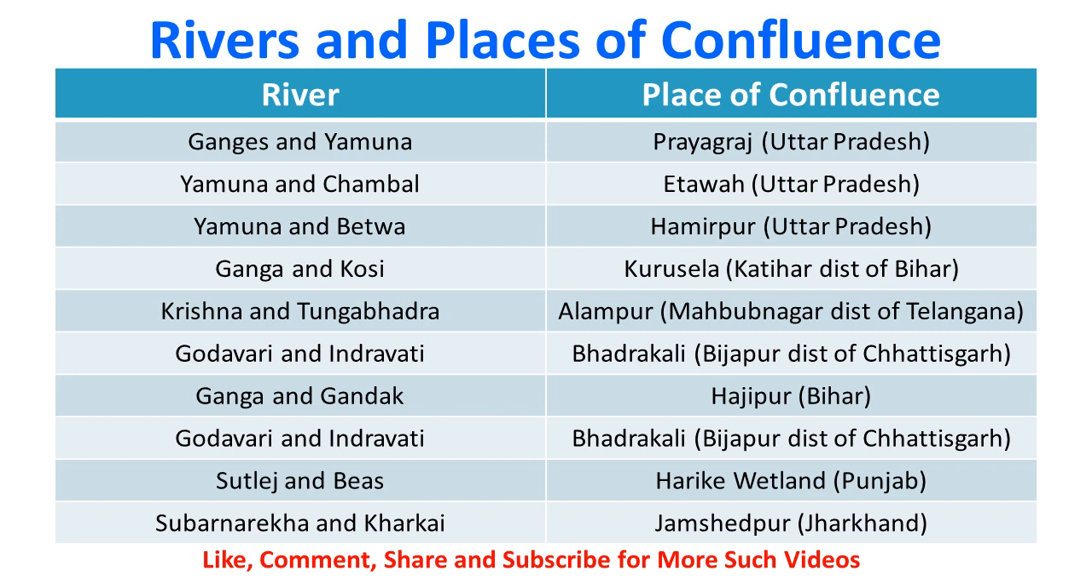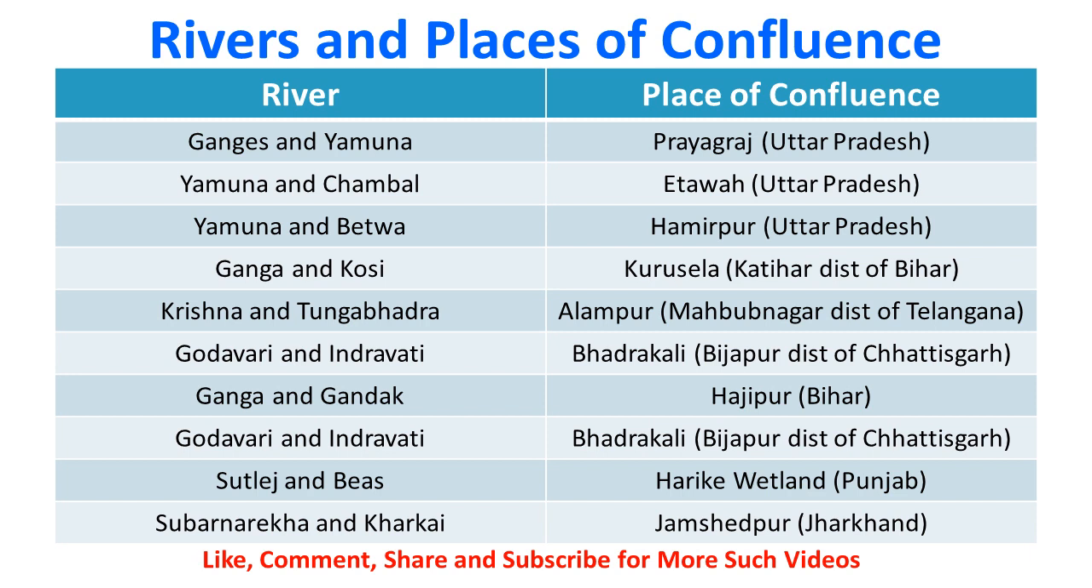So just remember, Ganga meets Yamuna at Prayagraj, Uttar Pradesh. This is a very common and known place, a very popular place rather. Yamuna and Chambal meet at Etawah in Uttar Pradesh. Yamuna is Ganga's tributary. Chambal is Yamuna's tributary. Similarly, Betwa is another tributary of Yamuna. These two meet at Hamirpur in Uttar Pradesh.